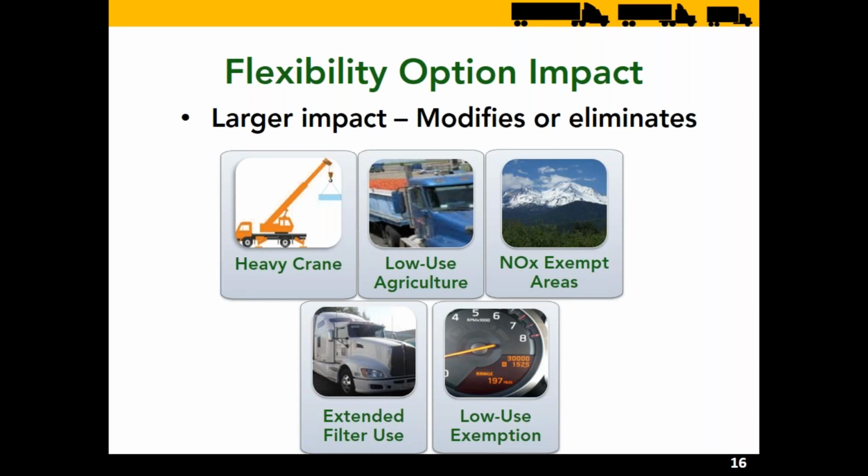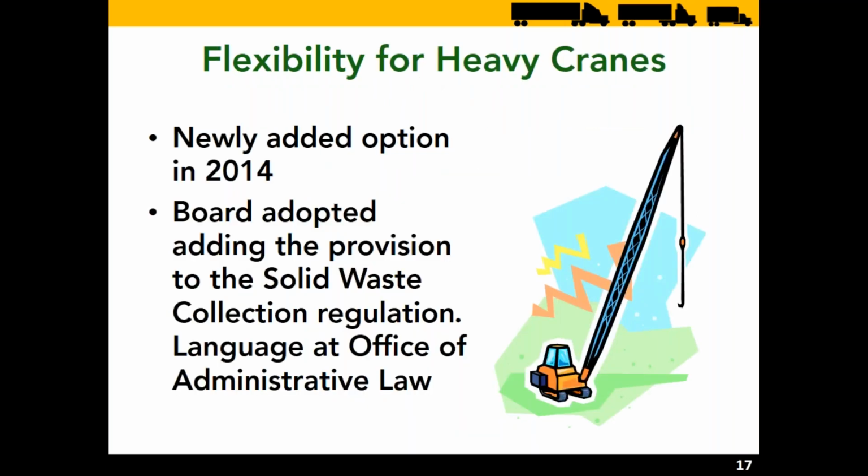The flexibility options that had the most impact were these shown here, and I'll go through them one at a time just so you get a feel for what the problems have been. The first was dealing with something called a heavy crane. Now, the flexibility for heavy cranes is still in existence. It was a provision that was added to the rule in 2014. It did not exist prior to then. And it allowed a specific type of on-road crane, the owners of that, to fall into a schedule that was different than anybody else's.